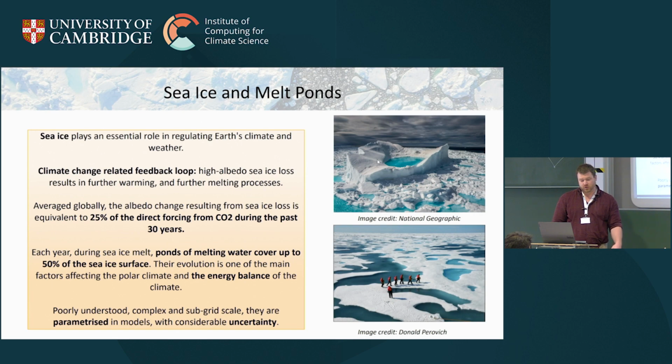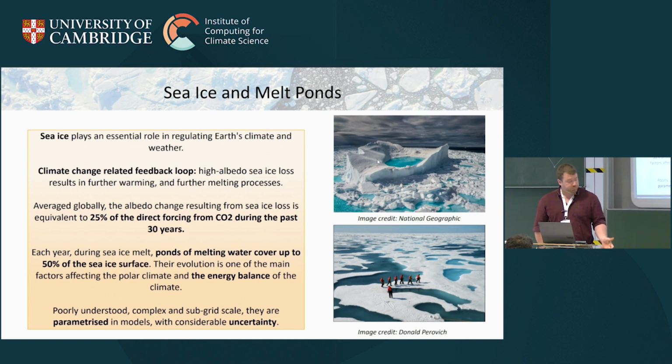So sea ice plays an essential role in the Earth's weather and climate, and there's an important feedback loop that you get in sea ice. Effectively, the more melting you have, either through climate change or melting that occurs every summer, the more absorption you're going to get from the solar radiation. And that will in turn heat up the sea ice and cause more melting. Averaged globally, the albedo change resulting from the sea ice loss is equivalent to 25% of the direct forcing from CO2 during the past 30 years.